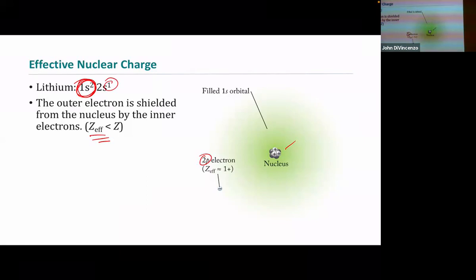That'll come into play when we get to the periodic table and start to explain some of the trends. So we do need to talk about effective nuclear charge. And I'll come back to this.